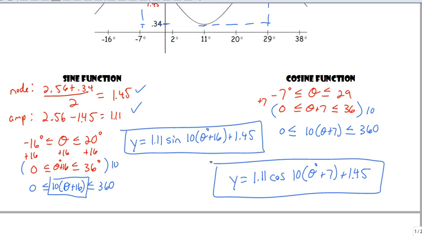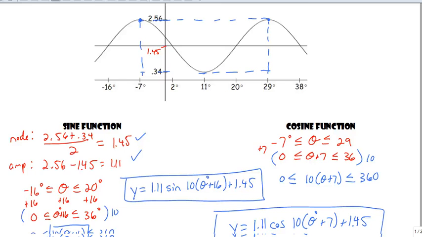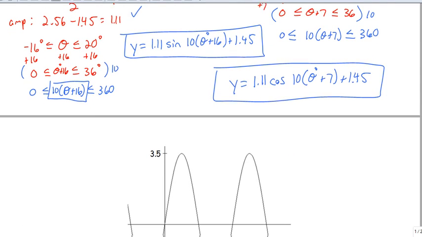The only thing that changes from cosine to sine is where you're starting and ending the graph, so the phase shift is different. Because remember, the phase shift is all dependent on the 0. And that's it. That's all you got to do for these. Alright, so let's do one more set with 2.